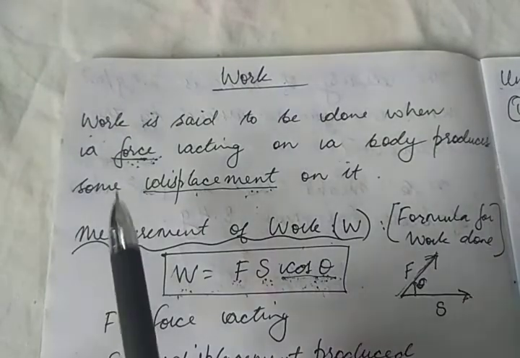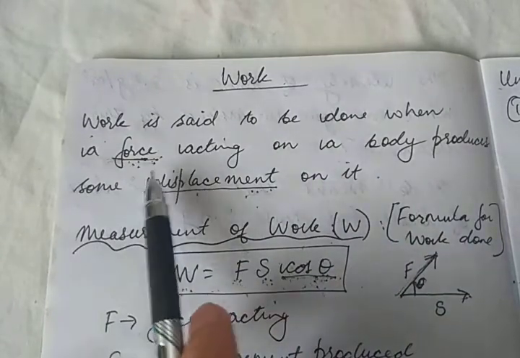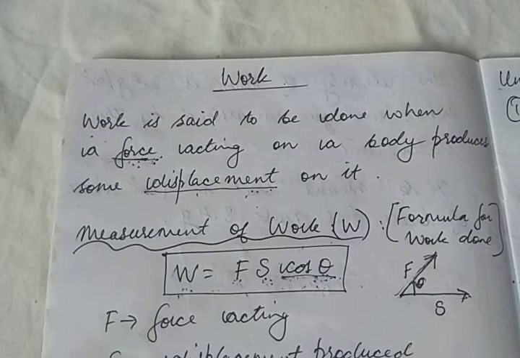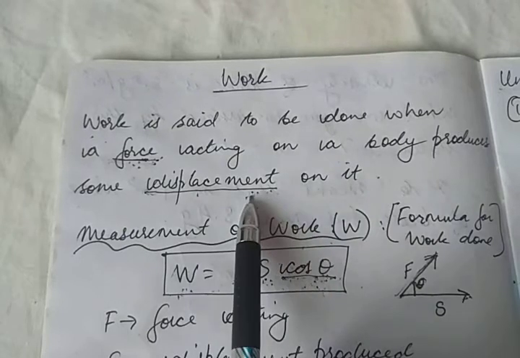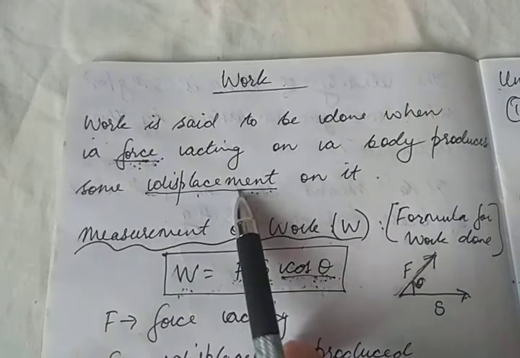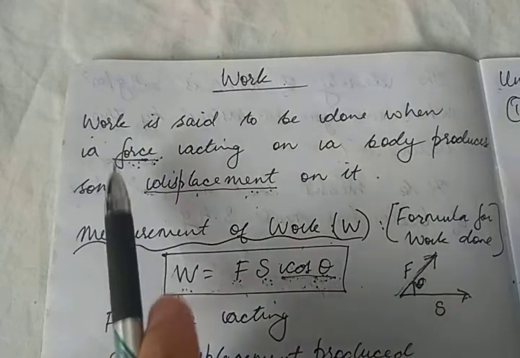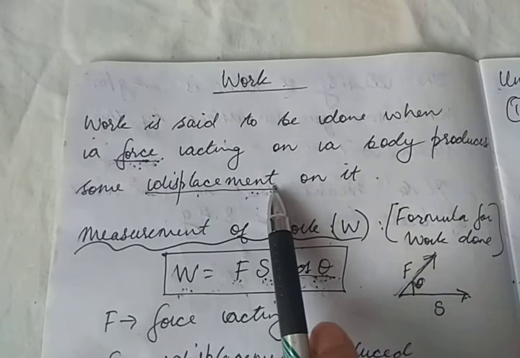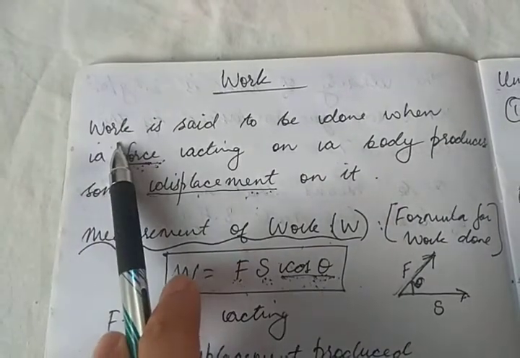The definition of work done: work is said to be done when a force acting on a body produces some displacement on it. For work to be done, there are 2 criteria. There has to be a force acting, and there has to be some displacement produced. In some cases there is force acting but no displacement, like when someone is trying to push a concrete wall. There is force acting, but of course the concrete wall is not going to move, so no displacement is produced. In that scenario the work done is 0. There is no work done, so to say.